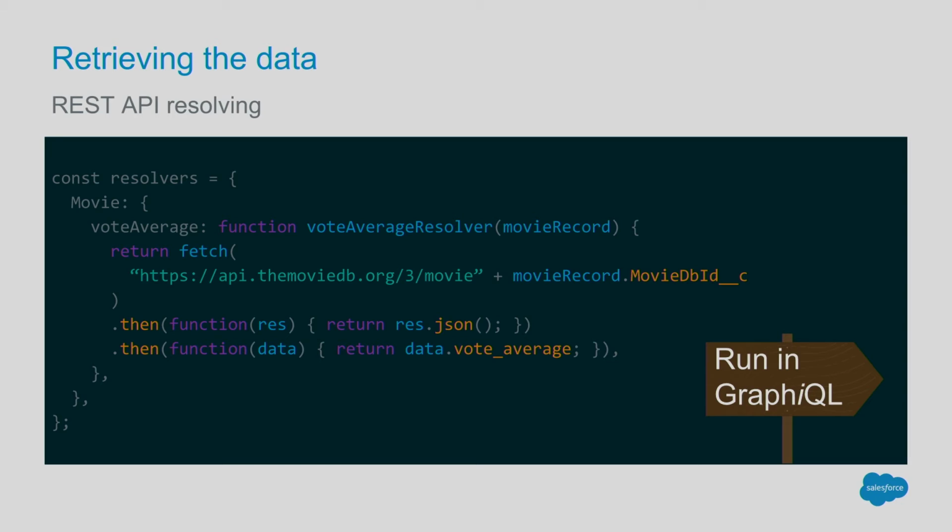Now, if I want to fetch the average votes, this data is living outside Salesforce. This is living in MovieDB. So what we are doing is that we are using the object that we are currently resolving. So the movie record that has been fetched on Salesforce gets the MovieDB ID associated to it, issue a request on the MovieDB API, and fetch the field that we want.